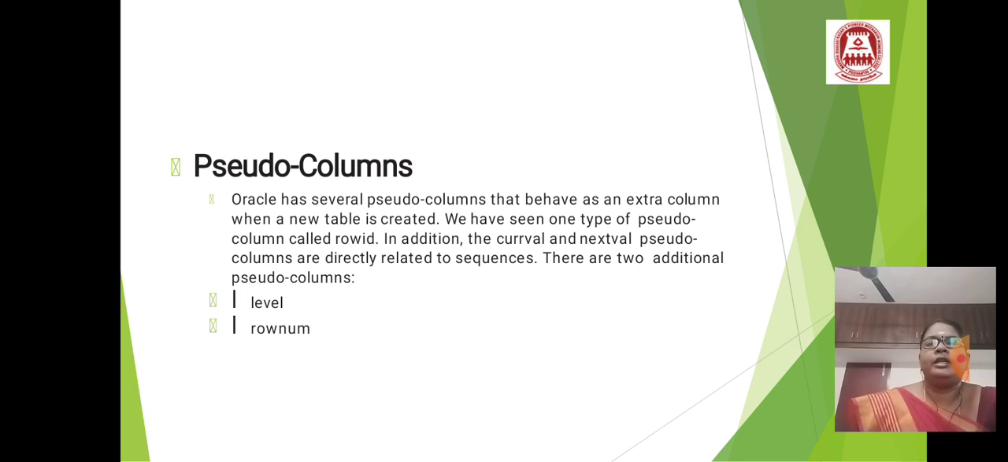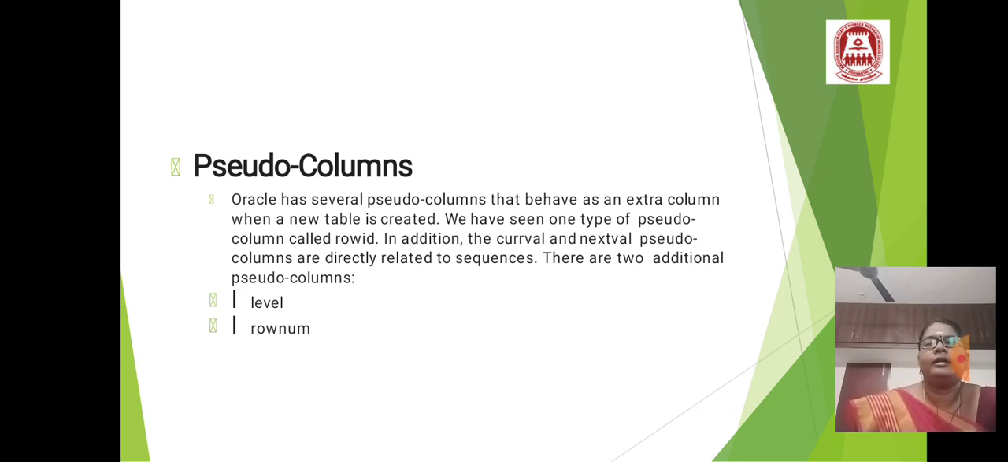It is a predefined column which is already available in Oracle. Pseudo columns are extra columns actually. Whenever we create a table, the pseudo column is automatically created by itself. This is a type of column called row ID. Through this pseudo column we can identify a particular record in a table. In addition to that, we have two more pseudo columns besides row ID: current value and next value.